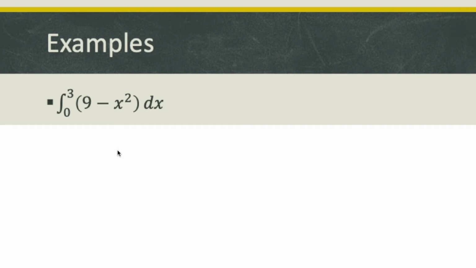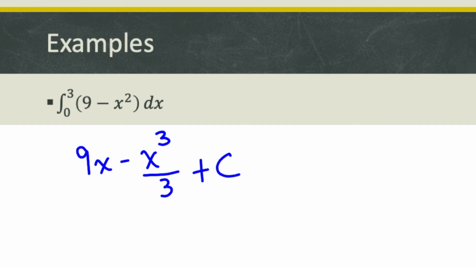Now, the first thing we need to do is the antiderivative. So the antiderivative of 9 would be 9x, minus the antiderivative of x squared, which would be x to the third divided by our new exponent, which is 3. Remember, add 1, divide by that number. Now, normally when we do antiderivatives, we would need a plus c, and I will show you in this first example why we don't need to have that anymore.